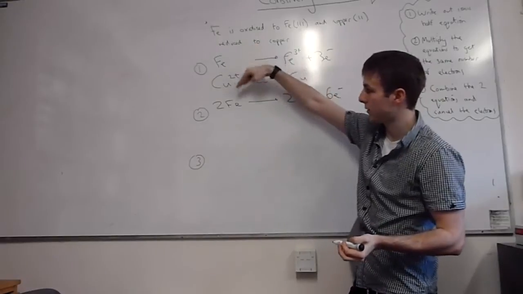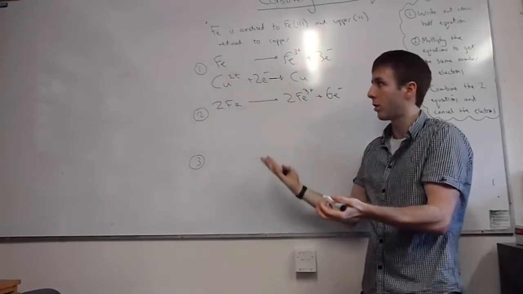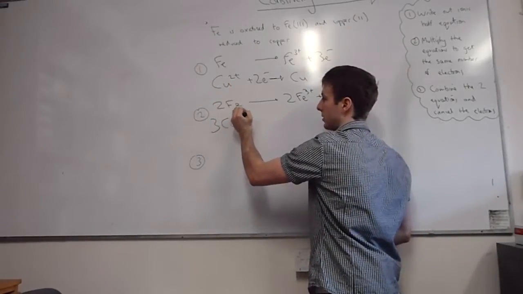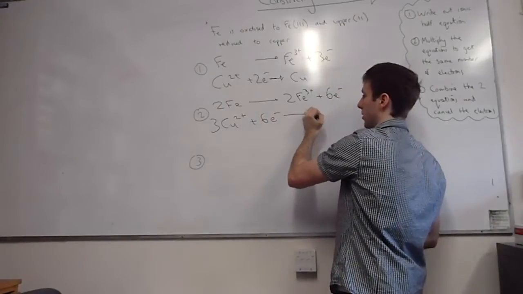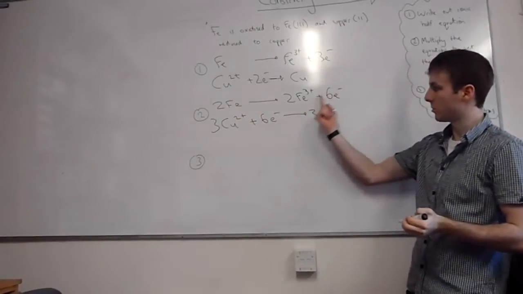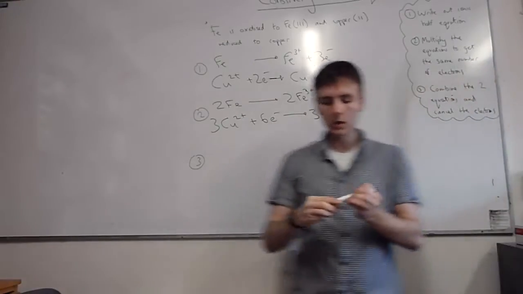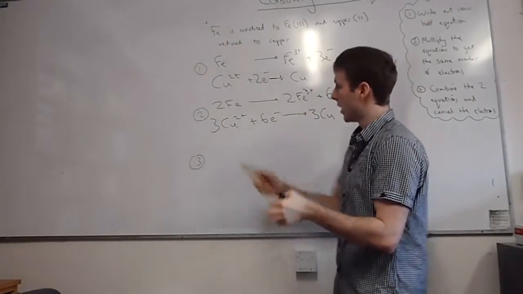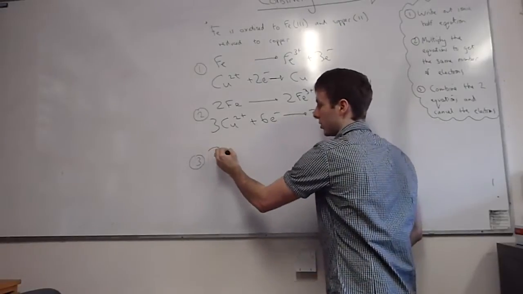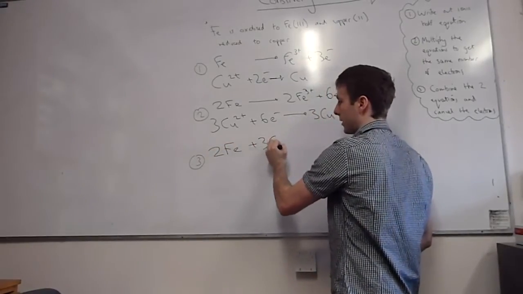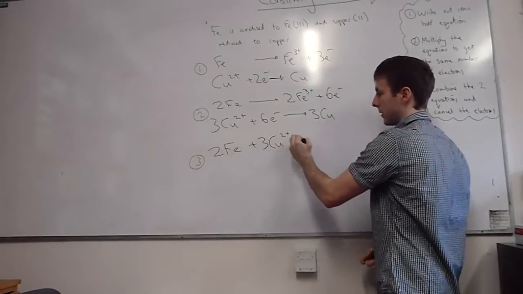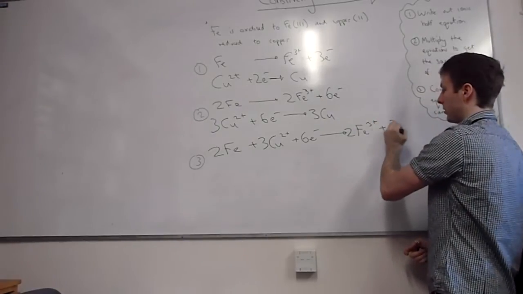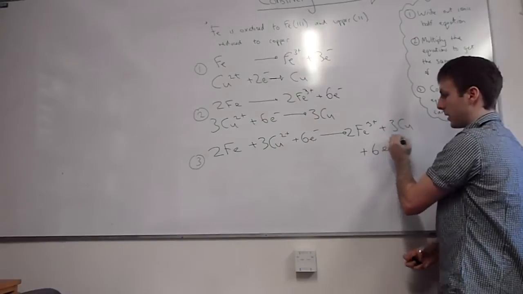So you notice you don't have to multiply both of these by the same number. They probably will be different numbers. So multiplying this by 3, I get 3Cu2+ plus 6e- goes to 3Cu. And look, I've got the same number of electrons in each equation now. Then the third step, I combine the 2 equations and cancel out my electrons. So on this side of the arrow, I've got 2Fe plus 3Cu2+ plus my 6 electrons goes to 2Fe3+ plus 3Cu, again plus my 6 electrons.